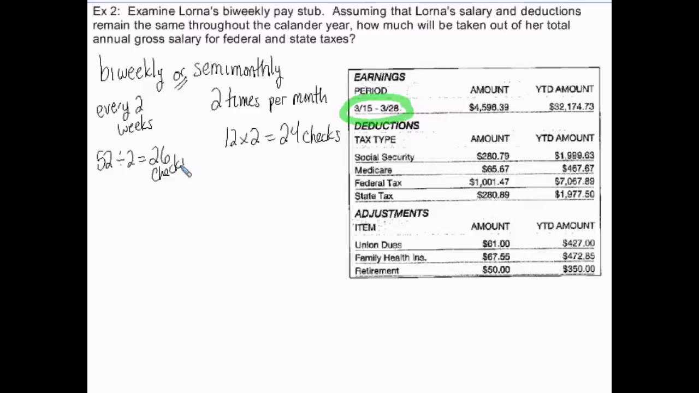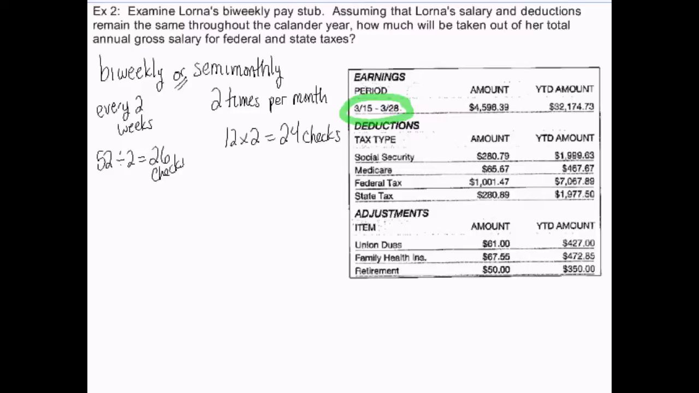Typically semi-monthly you get paid on like the 1st and the 15th, or the 15th and the last day of the month, something like that. And then bi-weekly is every other Friday or every other Thursday, however they set it. Okay. We don't really know, based off of this date period, if she's getting paid every 2 weeks or semi-monthly, but up here it tells us bi-weekly. So that's the every 2 weeks. That means she's going to have the 26 checks.